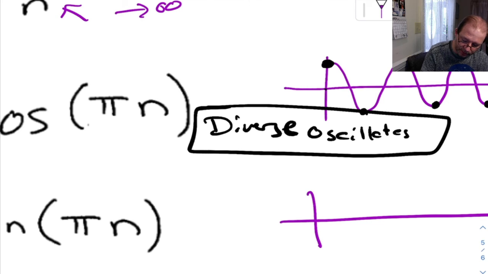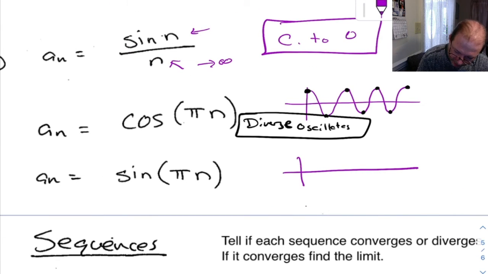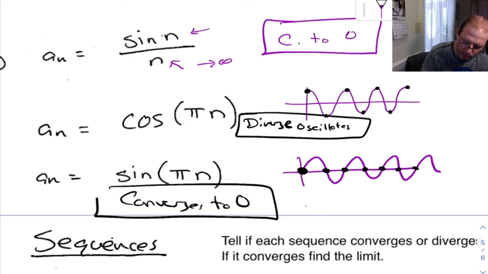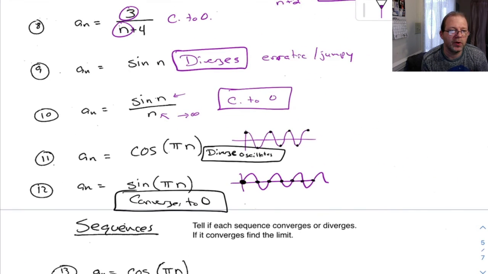between -1 and 1. Now sine pi n, if we graph sine, that's going to be here, here. It's going to be all these values. So this one converges to 0. And that's a very simple way of converging. It just always is 0. So sine pi n converges to 0, and cosine pi n diverges because it just jumps back and forth between 1 and -1.